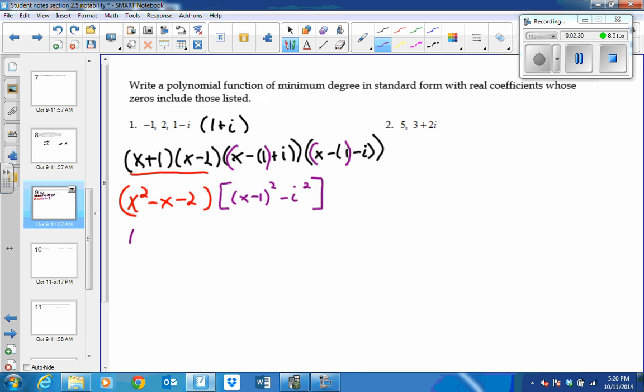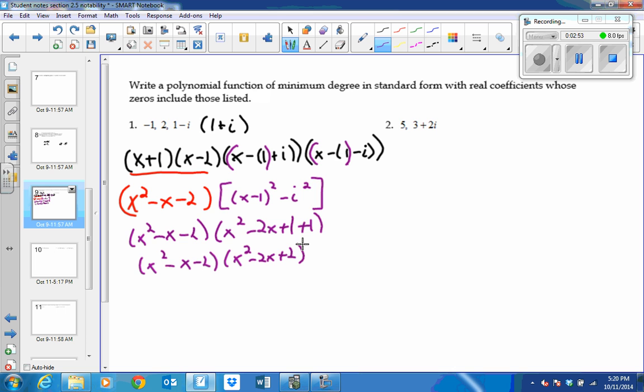So now we're going to leave this one as it is right now, x squared minus x minus 2. And this becomes x squared minus 2x plus 1. Minus i squared is minus a -1, so that also becomes plus 1. So now we have x squared minus x minus 2 times x squared minus 2x plus 2. And unfortunately, there's no easy way around this. We're just going to have to multiply.